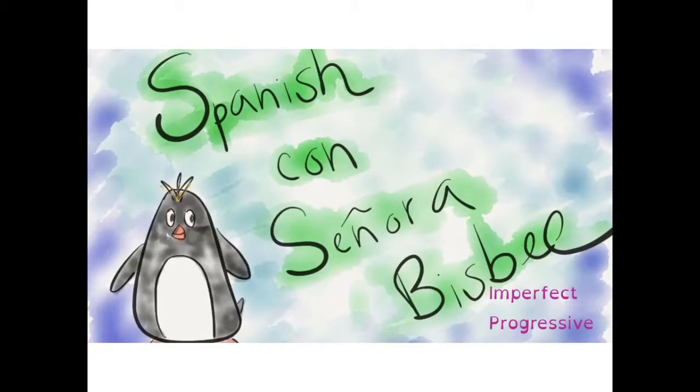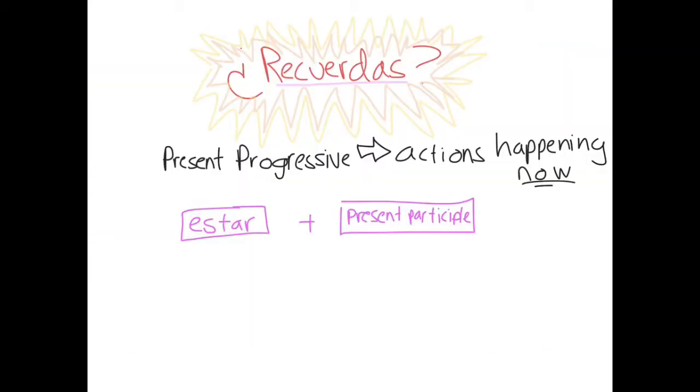You might remember the present progressive. So we'll do a little review and then jump right into this. ¿Recuerdas? Do you remember? The present progressive is something you probably have already learned. It's for actions happening now. So we're really trying to emphasize that an action is taking place currently, like I am studying. We use it a lot more in English than in Spanish.